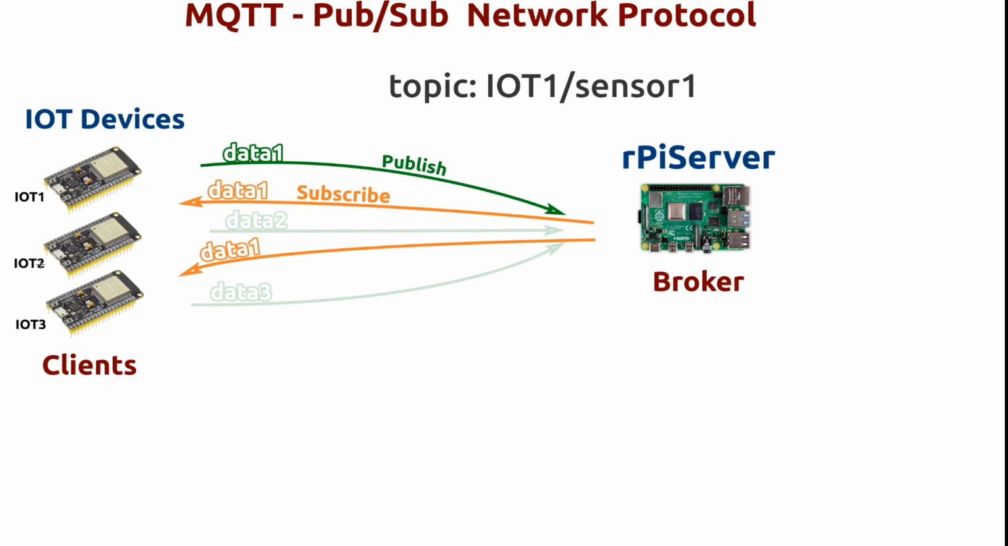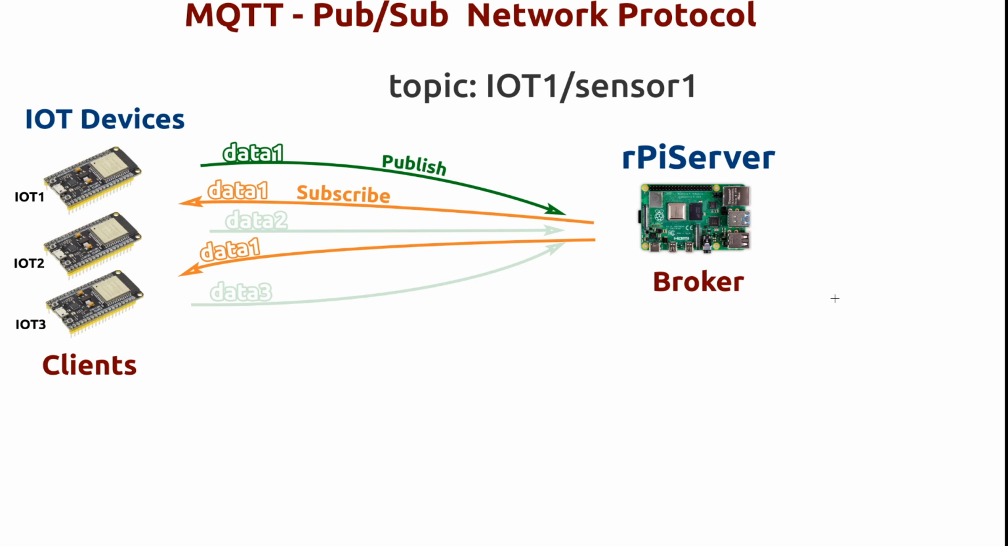So we can see that IoT2, the device, and IoT3, the device, have subscribed to the topic IoT1/sensor1. And that means that the word data 1 has come across to each of these two devices. That is the entire concept of publish and subscribe when it comes to MQTT.